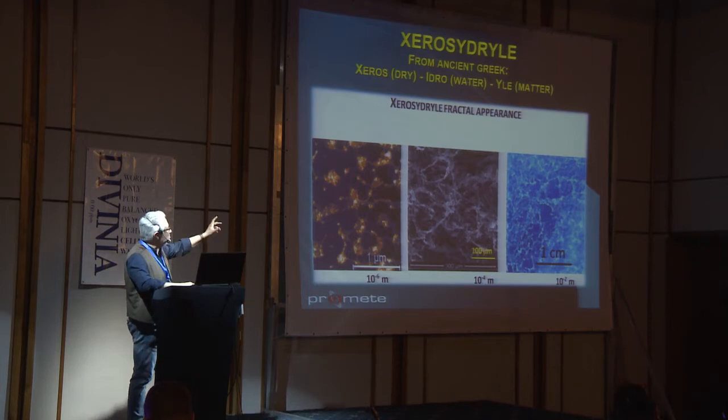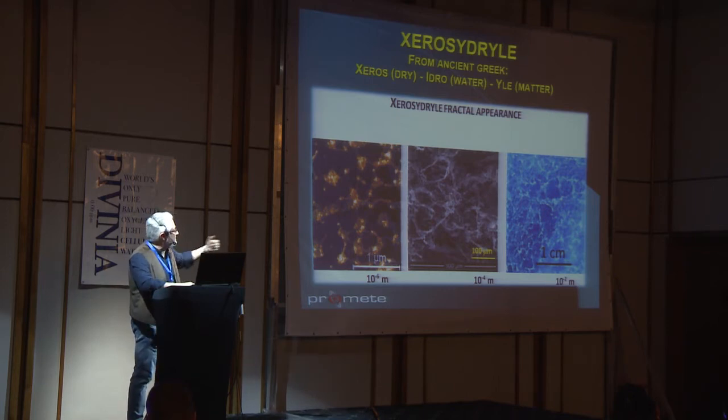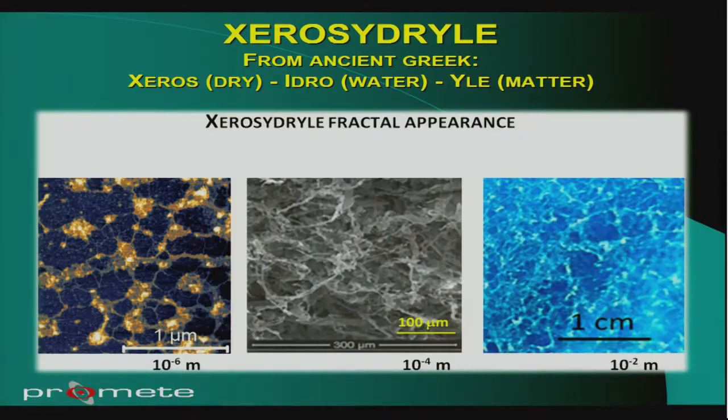And so I was joking, I was calling it xeros hydryle. From ancient Greek, xeros, dry, hydro, water, ile, matter, to give a name to this. As you can see, at visual scale, 1 centimeter, it has that appearance, like in the last photo. If you see the same image of the same matter, you can see that it is very similar. In fact, there is like a self-similarity. It is a scale that is two orders of magnitude different.